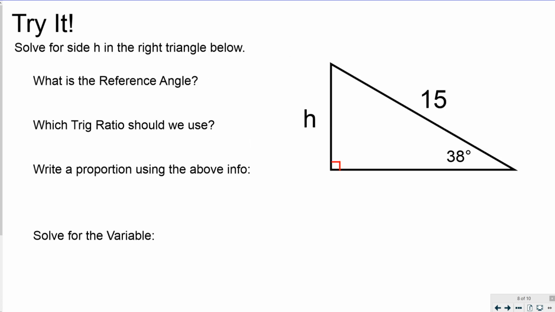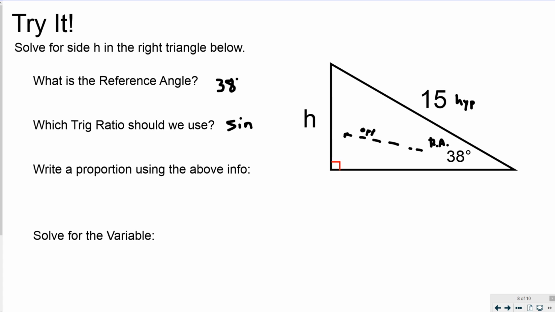Okay, so in your packet, you've got this triangle that says solve for side H in the right triangle below. What is the reference angle? The reference angle, the only angle we're given besides the 90 degrees, is 38 degrees. So that is your reference angle. Which trig ratio should we use? Again, we're going to use sine here because I've got an opposite h and hypotenuse 15. So from the reference angle, this is opposite, and 15 is the hypotenuse. So we're going to use the sine.